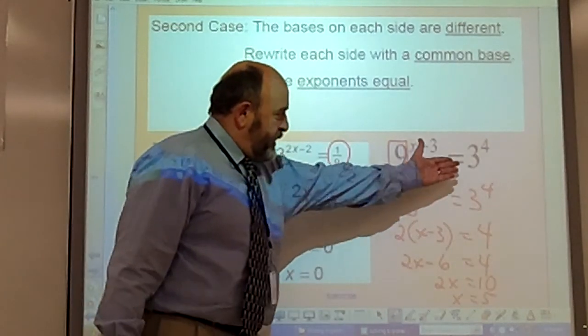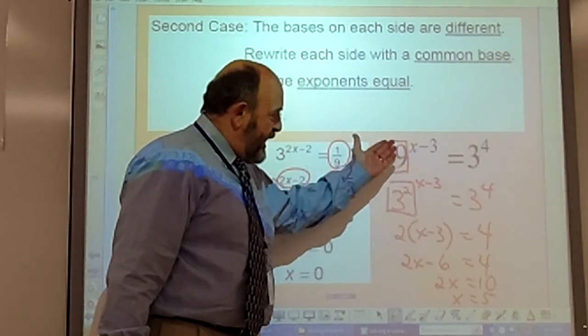Again, important, we cannot set the exponents equal to one another until we have the same base.